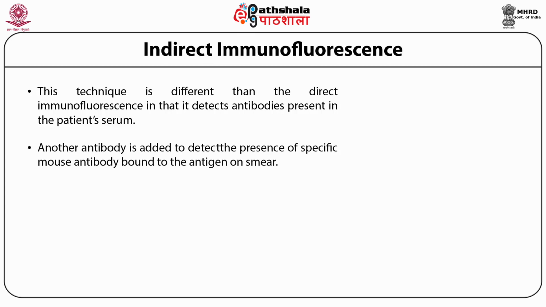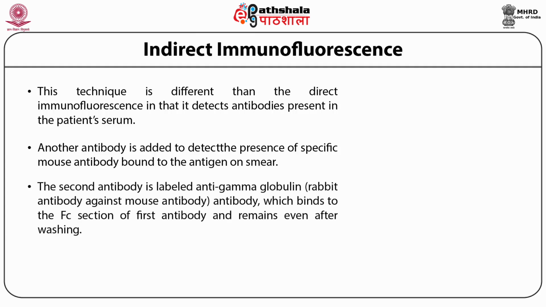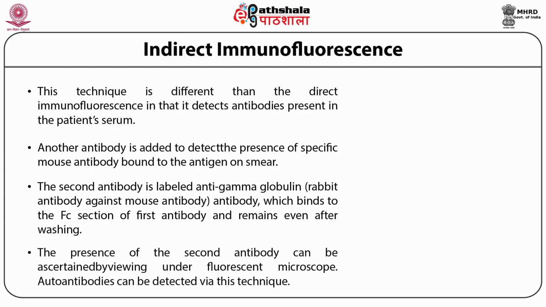Another antibody is added to detect the presence of the specific mouse antibody which is bound to the antigen on the smear. The second antibody is labeled anti-gamma globulin, that is, rabbit antibody against mouse antibody. This binds to the Fc section of the first antibody and remains even after washing. The presence of the second antibody can be ascertained by viewing under a fluorescence microscope.